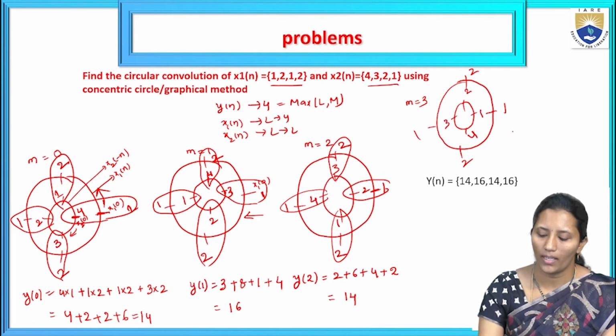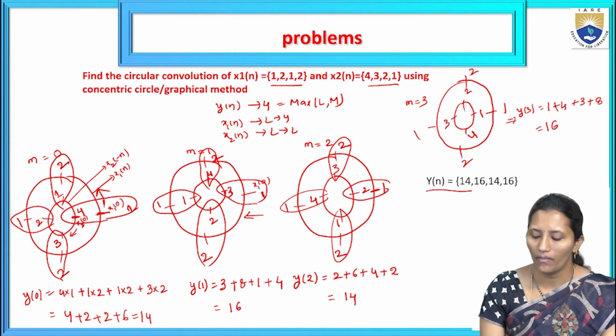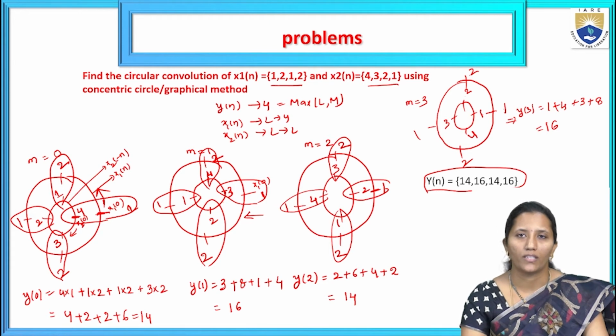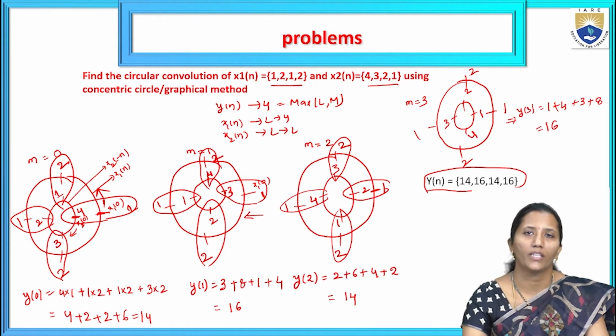The corresponding amplitudes are multiplied: y of 3 is equal to 1 into 1, 1, plus 2 into 2, 4, plus 3 into 1, 3, plus 4 into 2, 8. So here we are going to get 16. So the y of n values we get are 14, 16, 14, 16. This is the method to find the circular convolution using the concentric circle method.